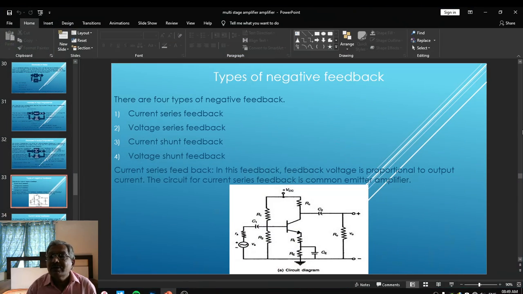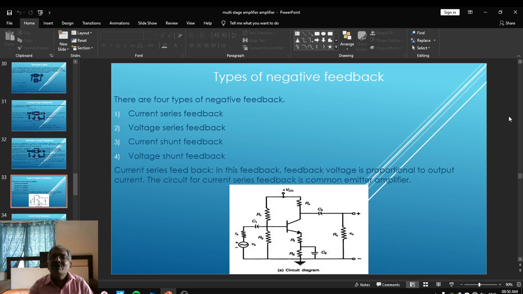Yesterday we studied one of the advantages of negative feedback, and that is how negative feedback increases the input impedance and decreases the output impedance. Friends, we are aware that less output impedance is advantageous to deliver more power without much loss, and that is totally satisfied by applying negative feedback to the amplifier.